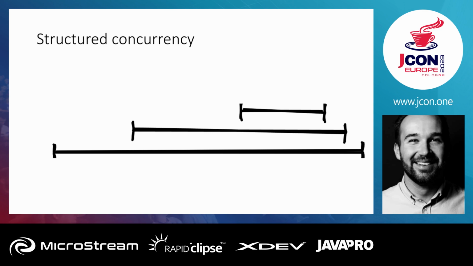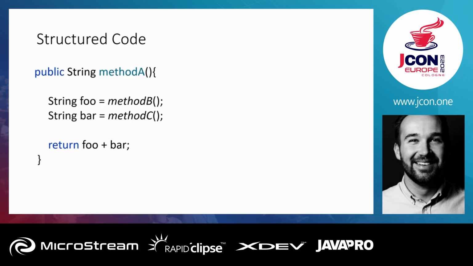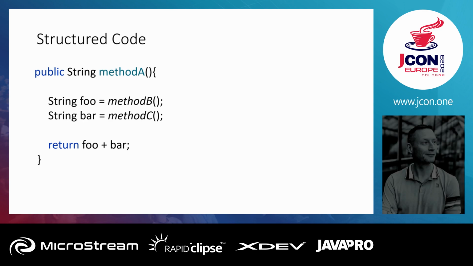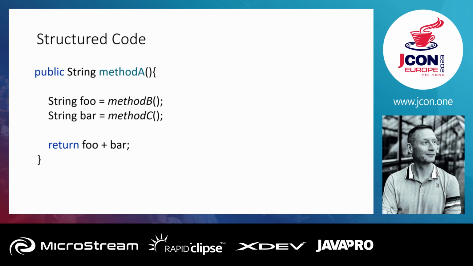Before I dive deep into what structured concurrency really is, I just want to start very easy and very small with just structured code to show you what the relationships are going to be. Here I have this very simple Java method. This is called method A, and it does two method calls, one to method B, one to method C, and then I have some result that I can return.